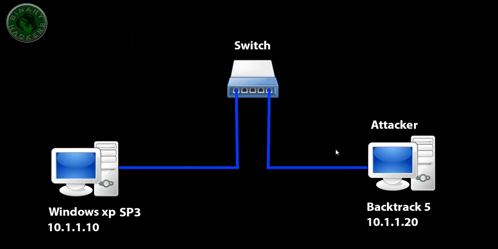So this is our lab scenario. Our attacker machine, Backtrack 5 with IP address 10.1.1.20, is connected to the switch. Here is our Windows XP machine with Service Pack 3, IP address 10.1.1.10, connected to the same switch. There is no internet connection in this lab. The lab is on the LAN.